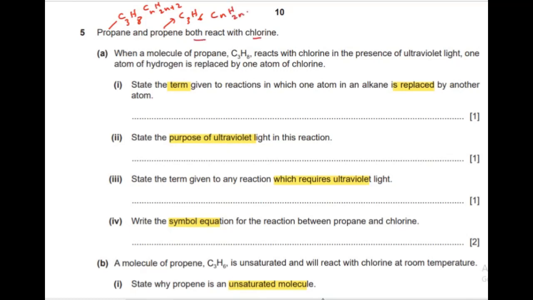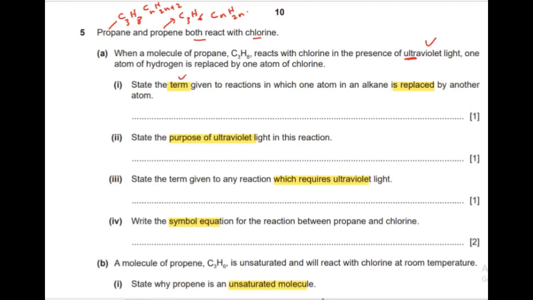Both react with chlorine. You know that whenever an alkane reacts with chlorine, a substitution reaction will take place, and an alkene can react with chlorine by an addition reaction. So just think about these two topics, and you can answer these questions. When a molecule of propane reacts with chlorine in the presence of UV light, that is ultraviolet light, one atom of hydrogen is replaced by one atom of chlorine. This replacement is a substitution reaction.